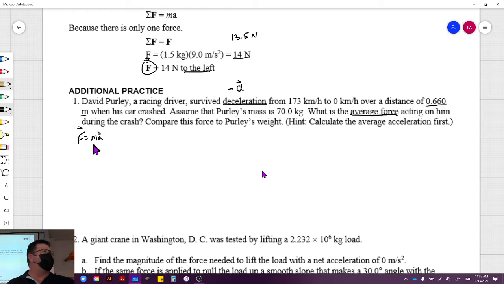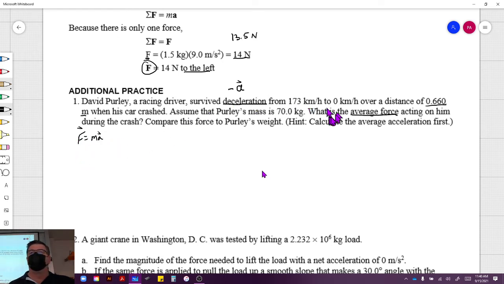Does his mass change? Nope. I mean, he may have evacuated himself when he realized he was going to crash that hard, but no, his mass doesn't really change, right? So if we're talking average force, wouldn't that just be mass times his average acceleration? Does that make sense? Because their mass doesn't change, so the only things that are changing are the force and the acceleration. All right, so what do we need to find?